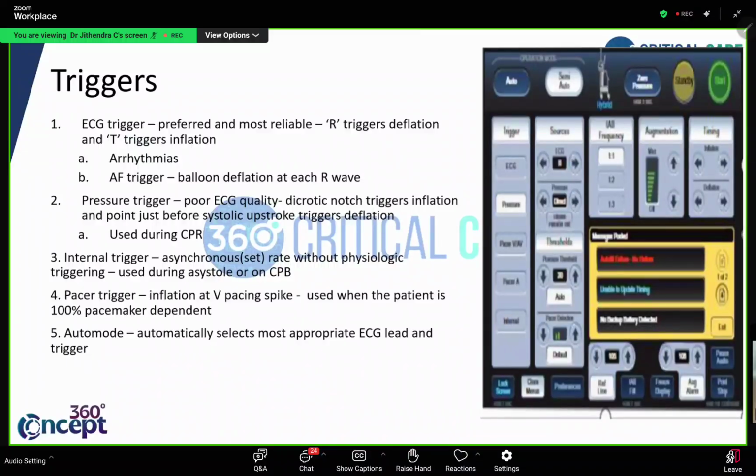Usually it will be at a rate of around 80 beats per minute. So if your patient has a pacemaker, the pacemaker gives a spike also. Pacemaker as a trigger also.